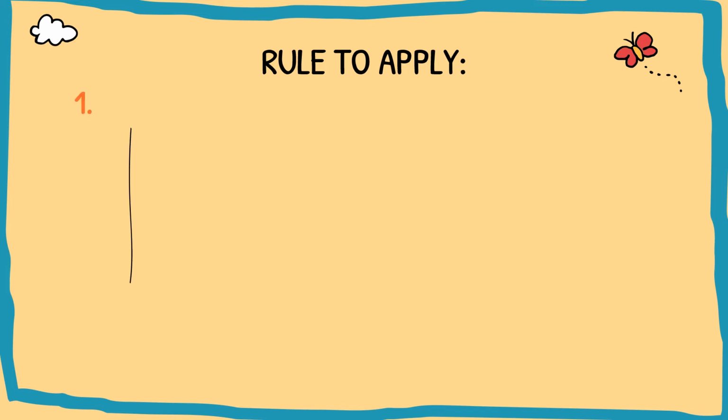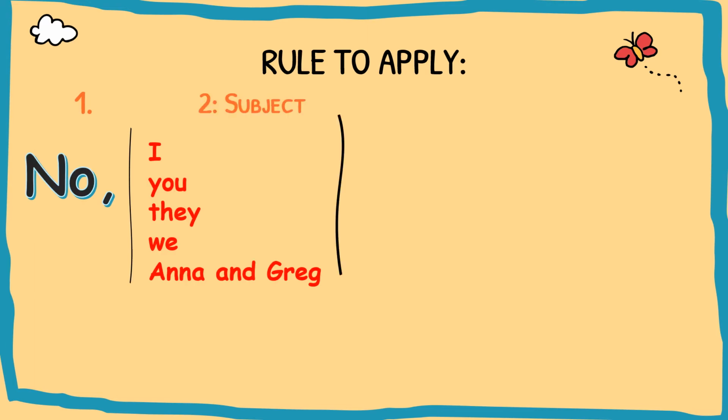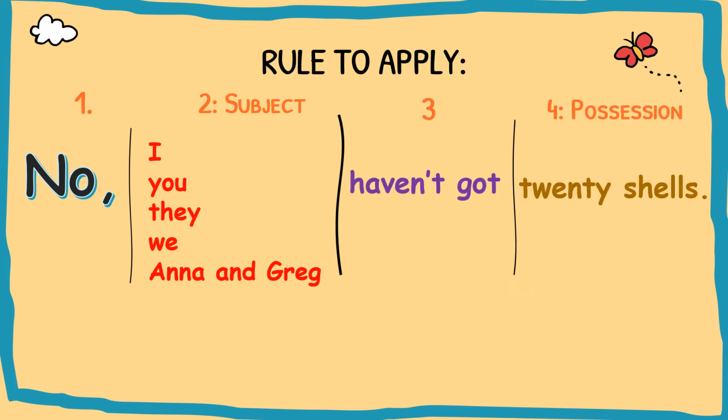Begin with the word no, continue with the subject. Remember, for have got and haven't got, the subjects to go with are I, you, they, we, or names such as Anna and Greg. Then place in the verb haven't got, and finally the possession in question, 20 shells.